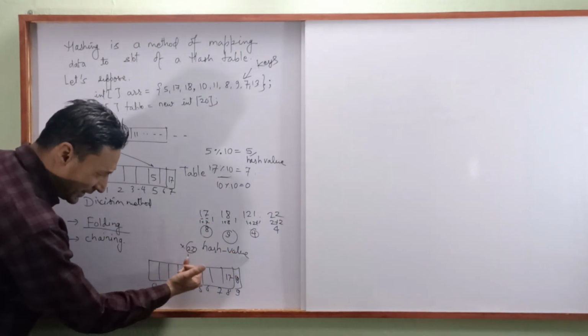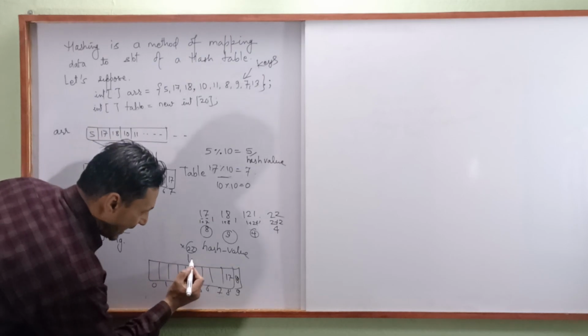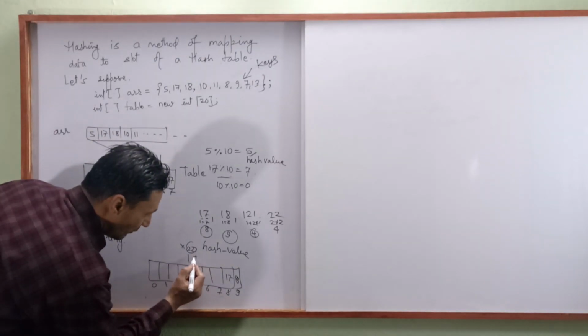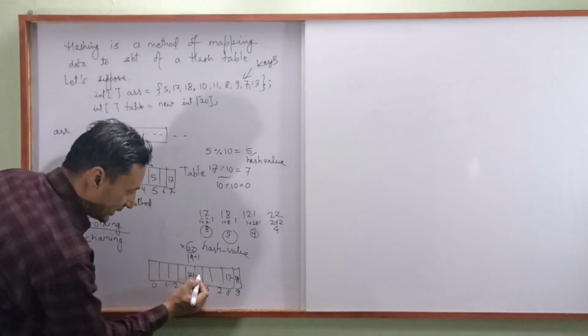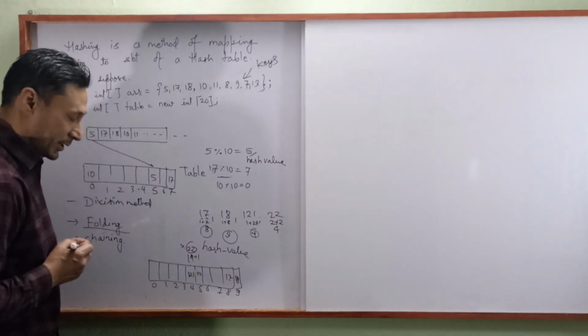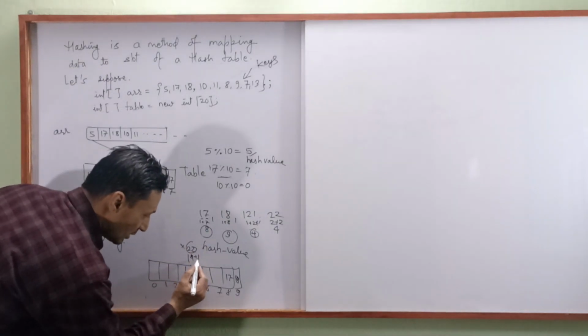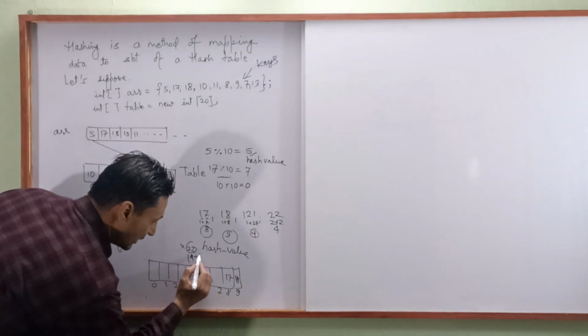So when we get this 22, we cannot store 22 here. We'll increase this hash value by 1. Okay, 4 plus 1, 5. And we'll check in this position. If this is empty, we'll store 22. This is linear probing.